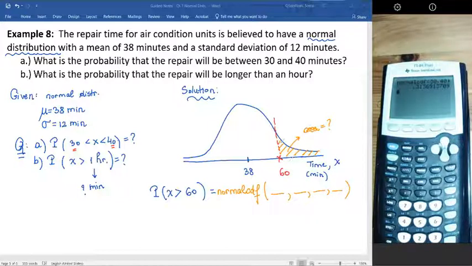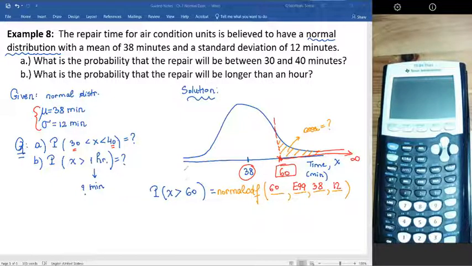So lower bound, this area, it's bordered by 60. And then as an upper bound, well, that will be infinity. 60 and infinity, we all know in the calculator should be written as E99. The mean is 38 and the standard deviation is 12. Well, actually this is where we have the given information. And that's all you need in order to solve problems.